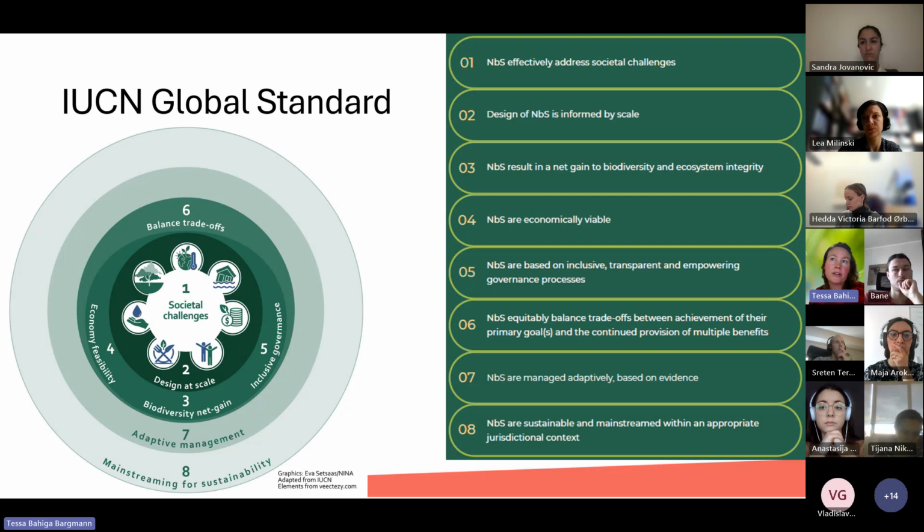Then the third criterion is that, of course, you need a net gain to biodiversity and ecosystem integrity. And of course, it's easy to think that biodiversity is just a number. I think I'm talking to a lot of biologists and ecologists today, so you know that biodiversity is not just a number. It's also the kinds of species that you have there that are important. So it's not just biodiversity, but also the concept of biodiversity.